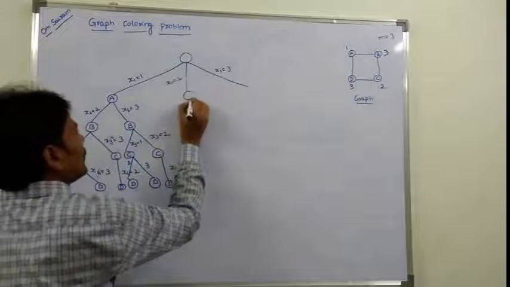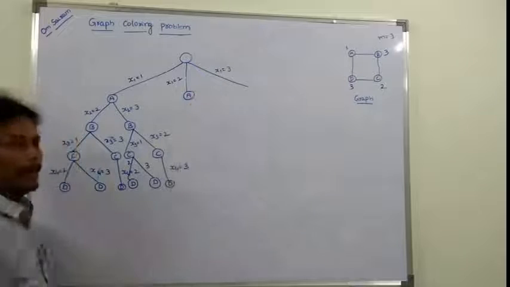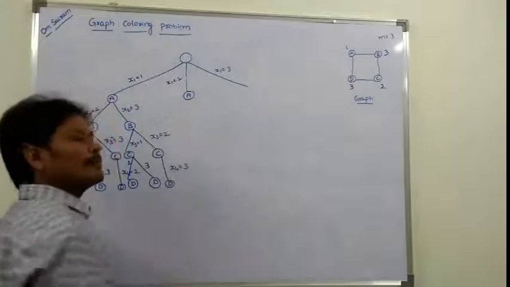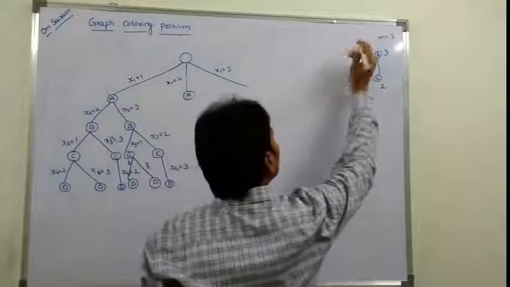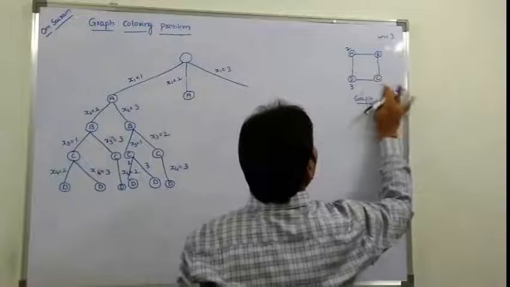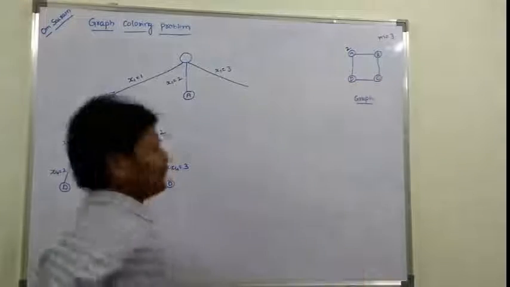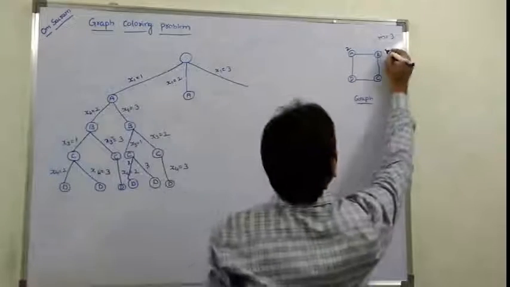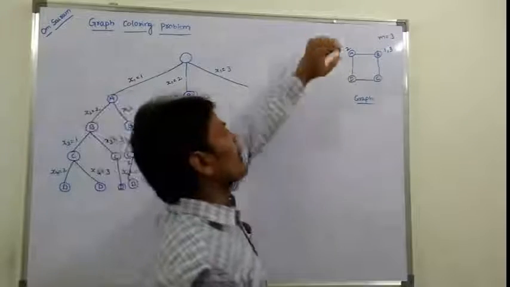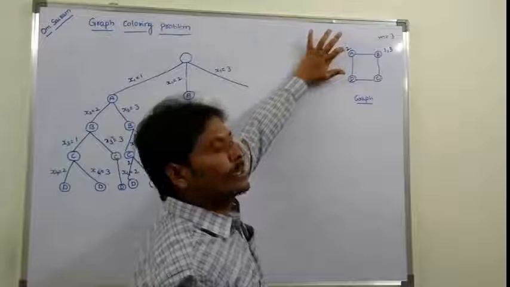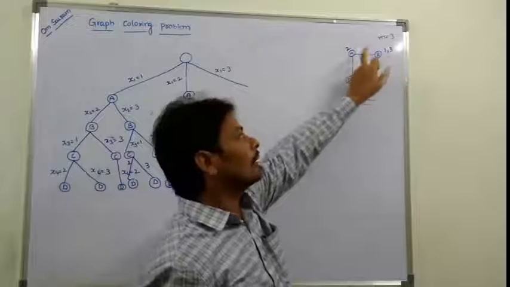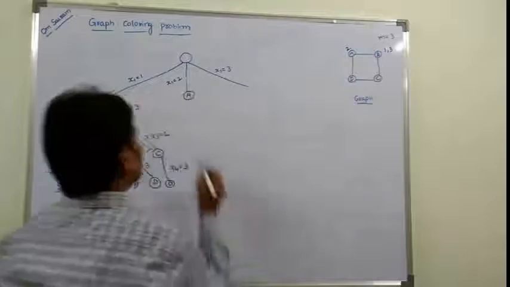Next, we can consider this one. The first vertex may be filled with the second color. What are the possible colors we can use? The remaining colors are 1 and 3, because 3 colors are there. Among the 3 colors, vertex A is filled with the second color. So what are the remaining colors? The first color or third color can be used for vertex B.